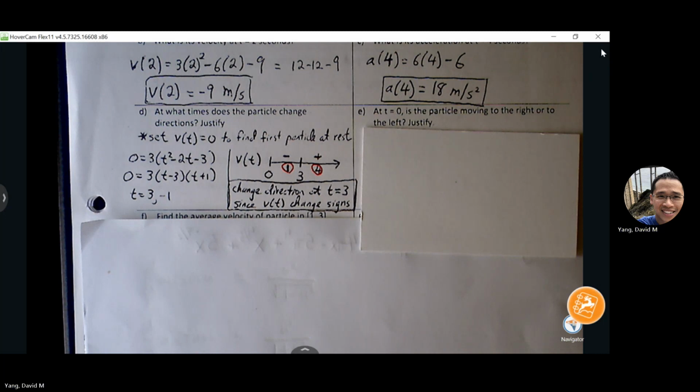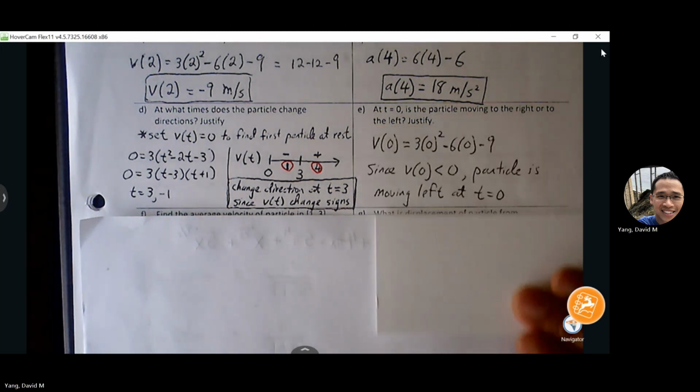Right. So if the velocity suddenly changes from negative to positive or from positive to negative, we just want to know where that occurs. And I can use the number line to help me figure that out. Okay, at t equals 0, is the particle moving to the right or to the left? I can just plug 0 into the velocity function. 0 minus 3 is negative, 0 plus 1 is positive, negative times positive is negative. So since v of t is less than 0, I know the particle is moving to the left at that moment in time.